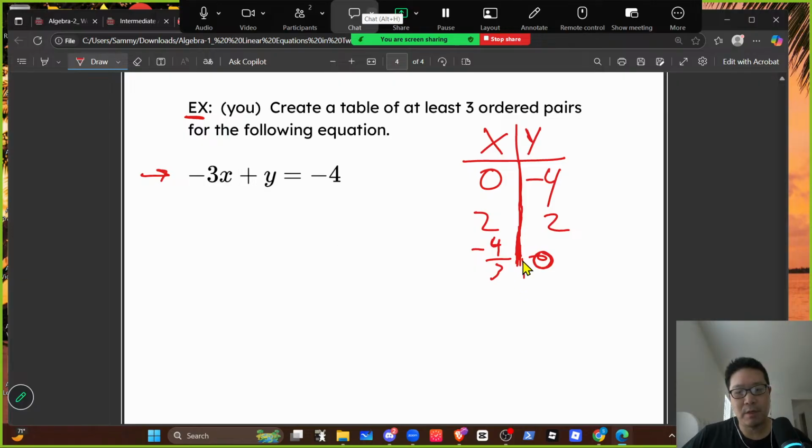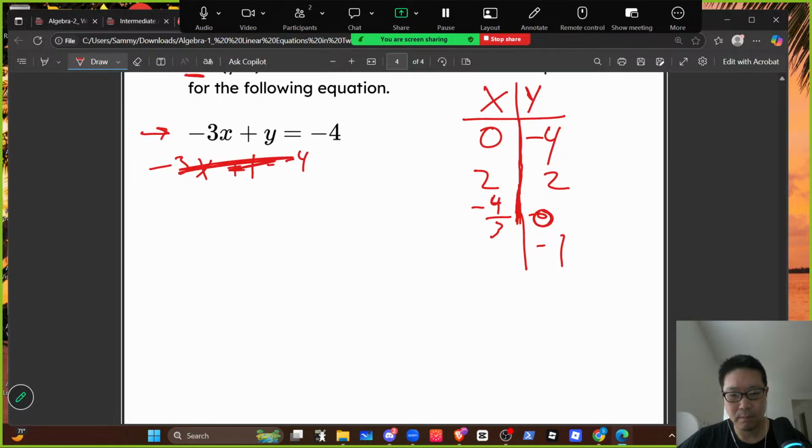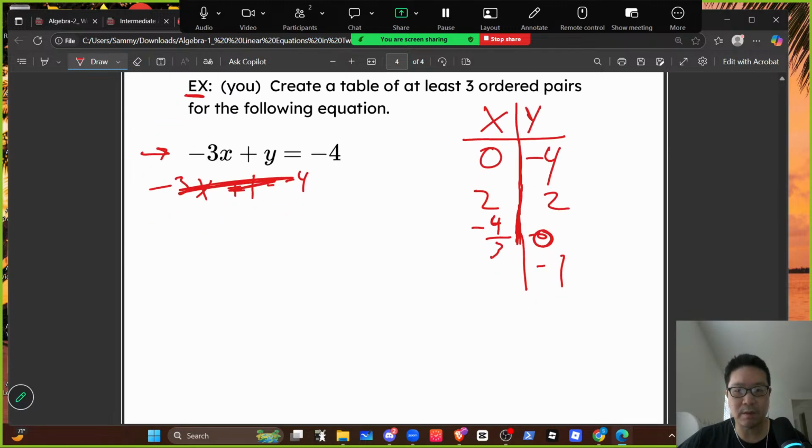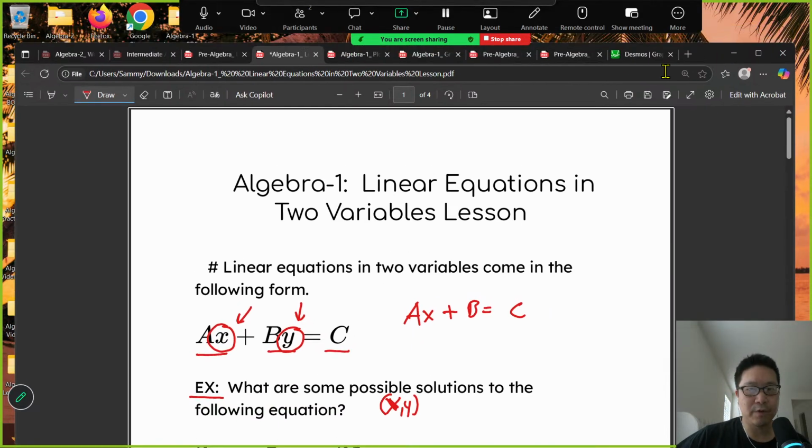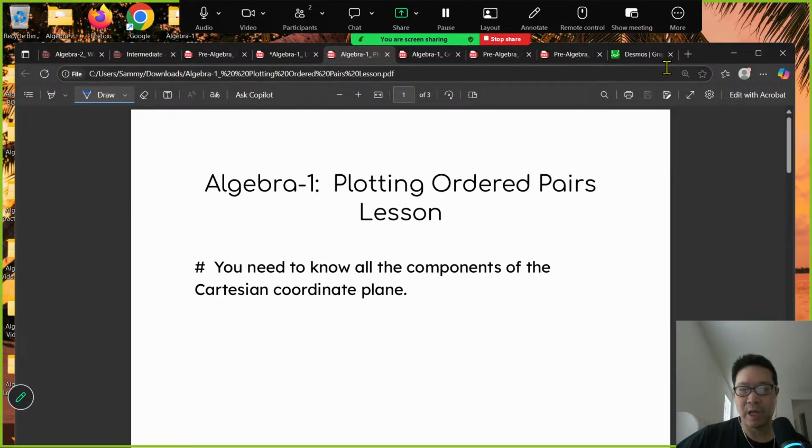What happens if y is negative 1? Okay, so that's it. That's it for linear equations in two variables. This was an introduction to the concept of linear equations in two variables. Let's move on to plotting ordered pairs.